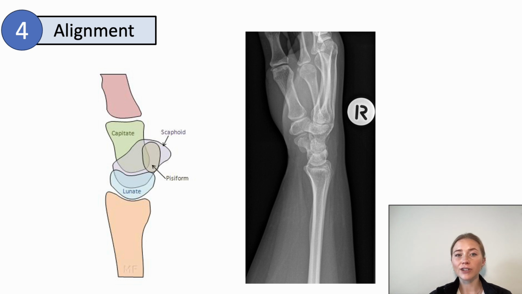So this concludes the introduction to anatomy and reading wrist x-rays. Next, we'll move on to several common pathologies.